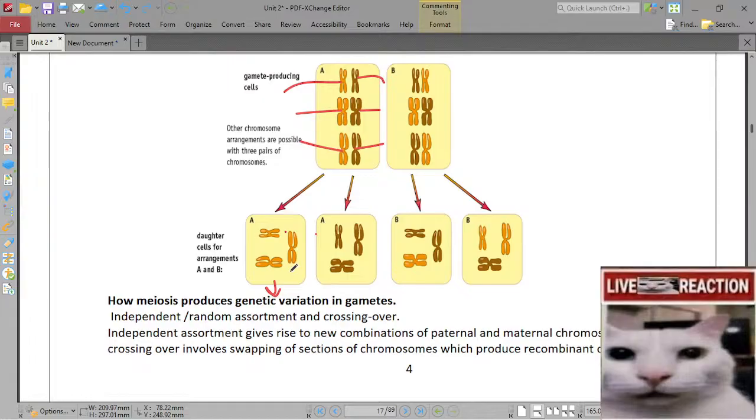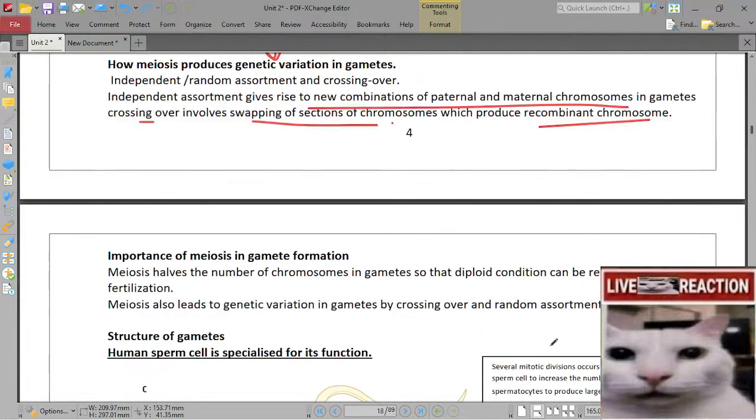How does meiosis produce genetic variation in gametes? Independent random assortment and crossing over, these are the two that we learned. Independent assortment gives rise to new combinations of paternal and maternal chromosomes, whereas crossing over involves swapping sections of chromosomes, which produces these special altered chromosomes which we call recombinant chromosomes. So remember the difference between the two.